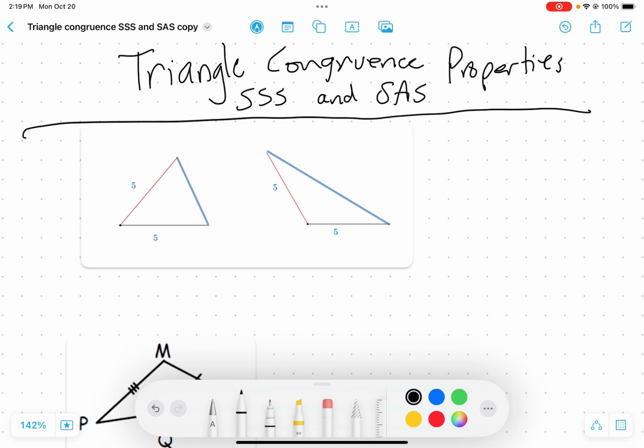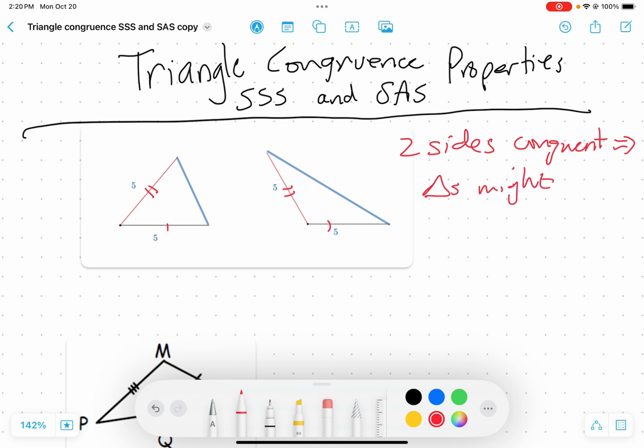Okay, so if we look at this first example, here's two triangles, and they have these two sides congruent to each other. But obviously, they're not the same. So two sides congruent means the triangles don't have to be congruent. The triangles might not be congruent, right? Because that third side is different. This side is different than this side. These are not the same. And so the triangles are not congruent to each other.